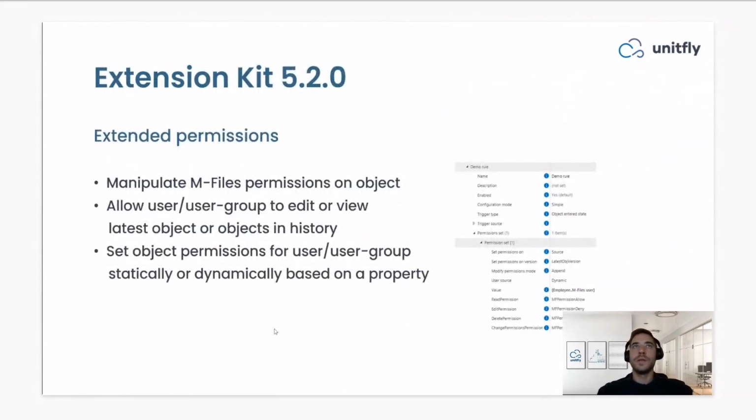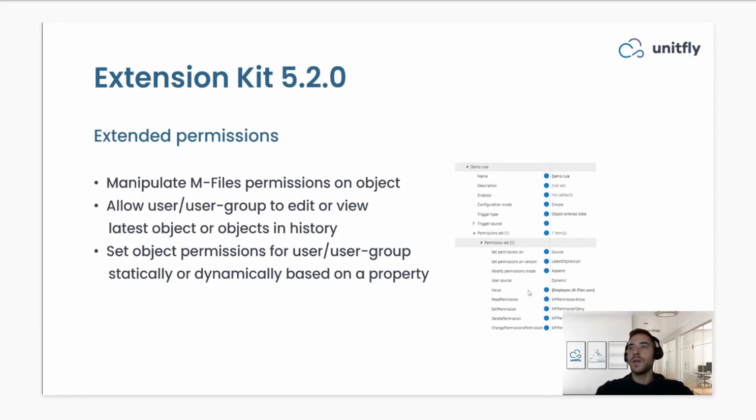We will start with the Extension Kit 5.2, which was released at the end of June. This version brings two new models. The first one is the extended permissions model, which allows you to manipulate the M-Files permissions on objects. You can set read, edit, or delete permissions for users or user groups.